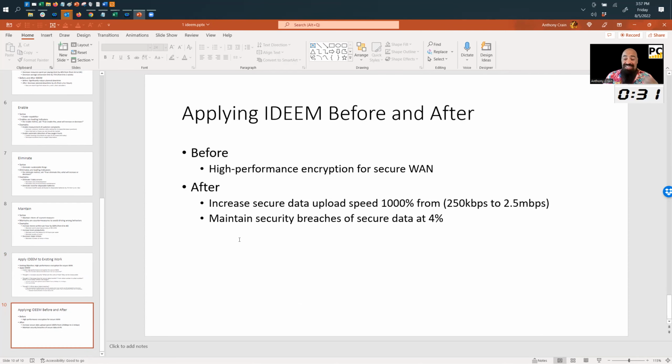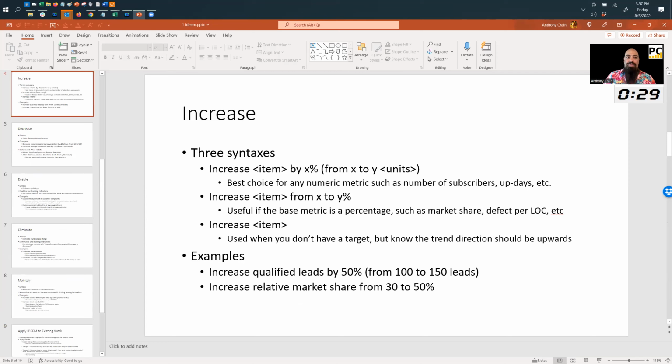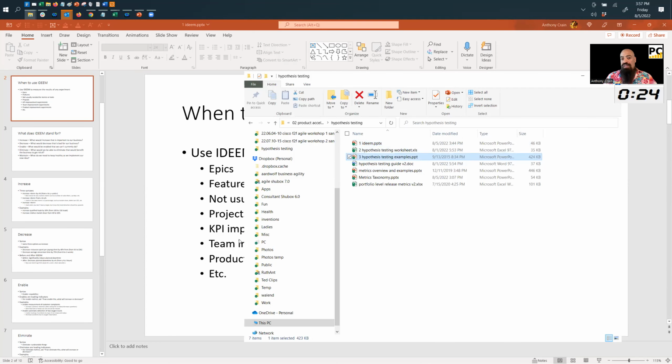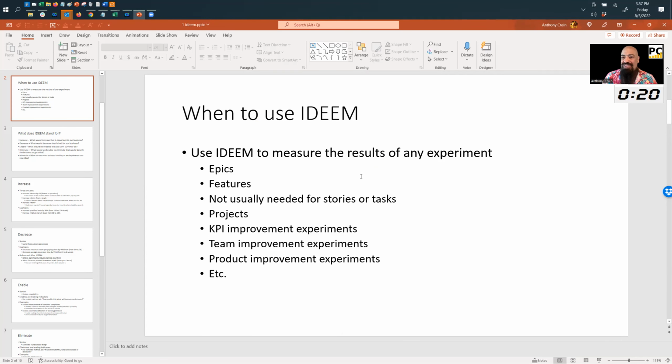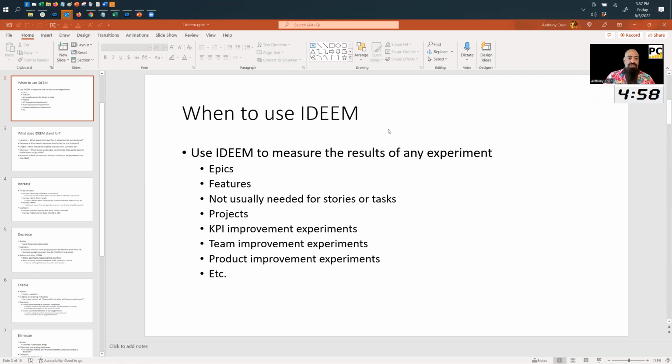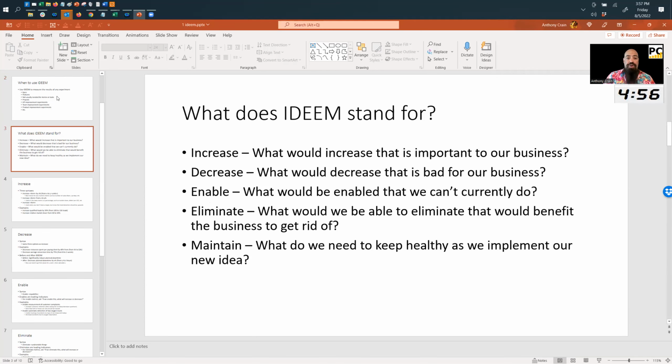So in 5 minutes, that's how IDEEM works. I'm going to go back through this in the second 5 minutes, and I'll also show you the worksheet and the example. So if you are interested in that, stick around for the second 5 minutes. I'm going to reset that timer now. And so we're into the second 5 minutes. Okay, so let's go a little slower this time and see what y'all think.